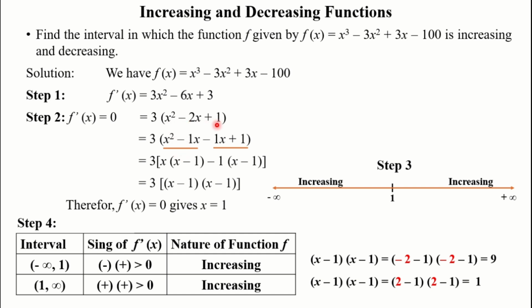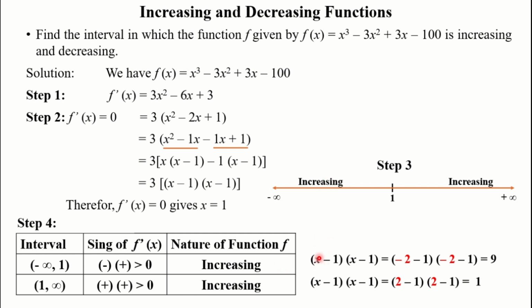Factorization of this equation is x² - x - x + 1. We will get (x - 1)(x - 1), x value is 1. Here we will get only one value for x. When we plot this value of x on the scale -∞, 1, +∞, we will get two intervals, (-∞, 1) and (1, +∞).